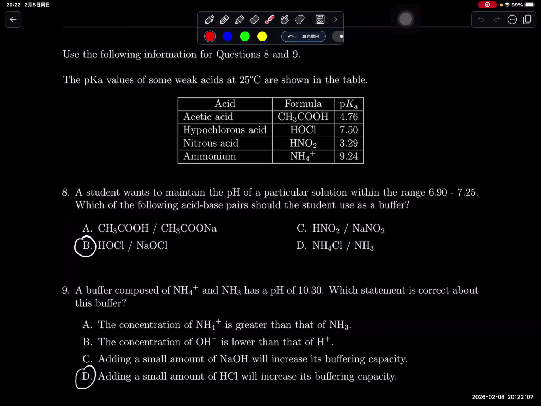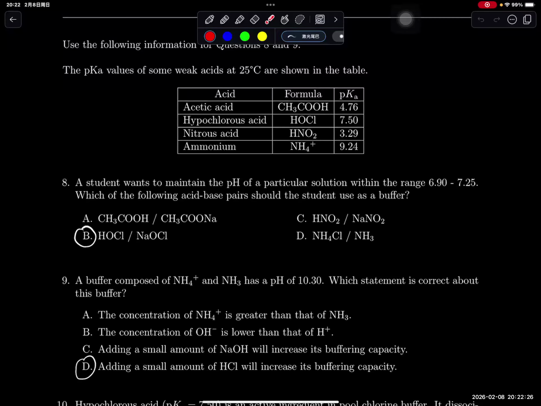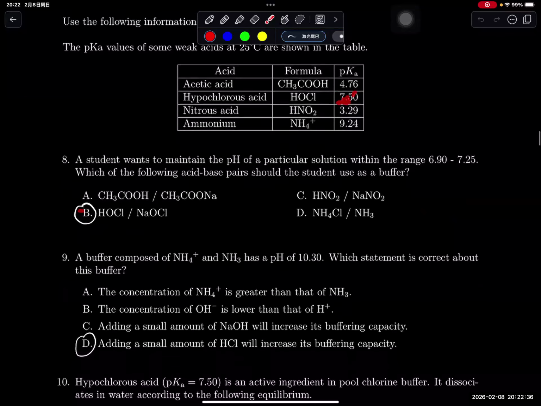So for a buffer at optimal performance, its buffering pH equals the pKa. If you're confused about this, have a look at the material right after the Henderson-Hasselbalch equation derivation. It should be very next to that. And again, you want to choose a pH that is in this range, then you want to pick a pKa that is in this range. So the best one would be hypochlorous acid. Yeah, there it is. So B is the right answer.